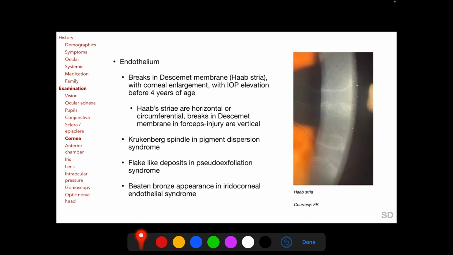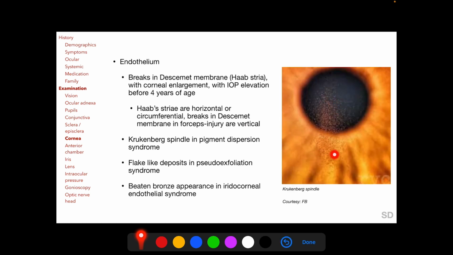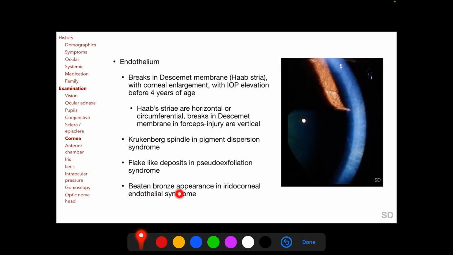In contrast, breaks in Descemet's membrane in forceps-related birth injury are vertical in nature. Krukenberg spindle can be found in the corneal endothelium of patients with pigment dispersion syndrome, as seen here in this photograph. Flake-like deposits in the endothelium can be found in pseudoexfoliation syndrome, and a beaten bronze appearance of the corneal endothelium is found in patients with iridocorneal endothelial syndrome, as seen here in this photograph. We can remember Haab's striae as horizontal, as both Haab's and horizontal start with H.